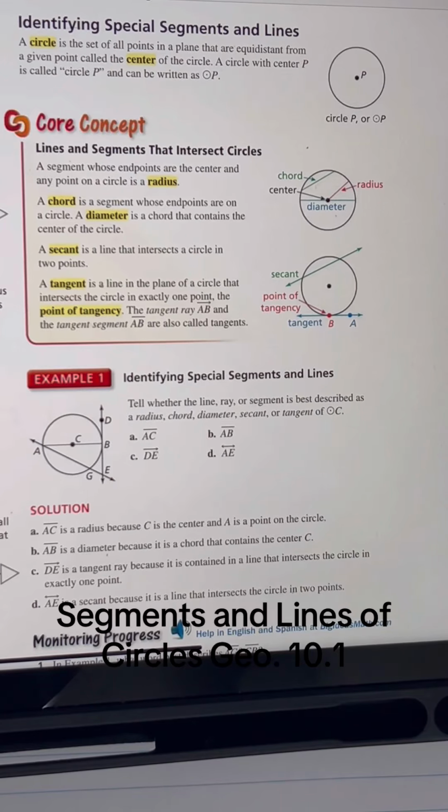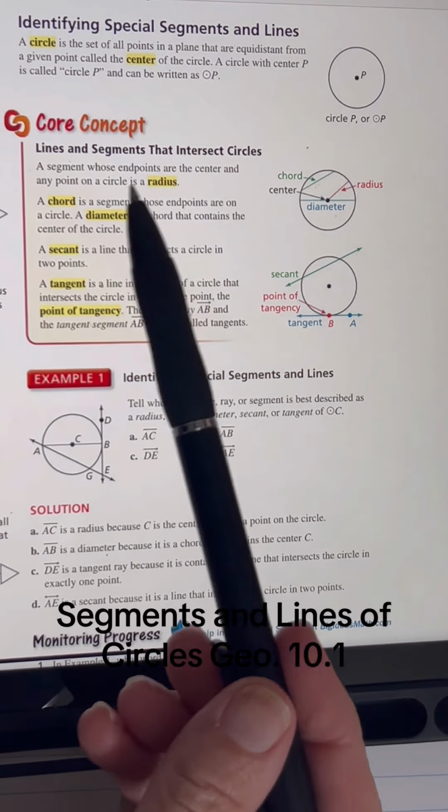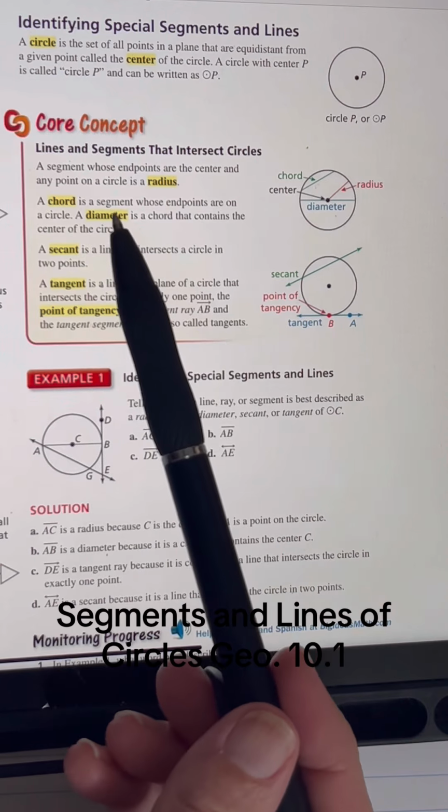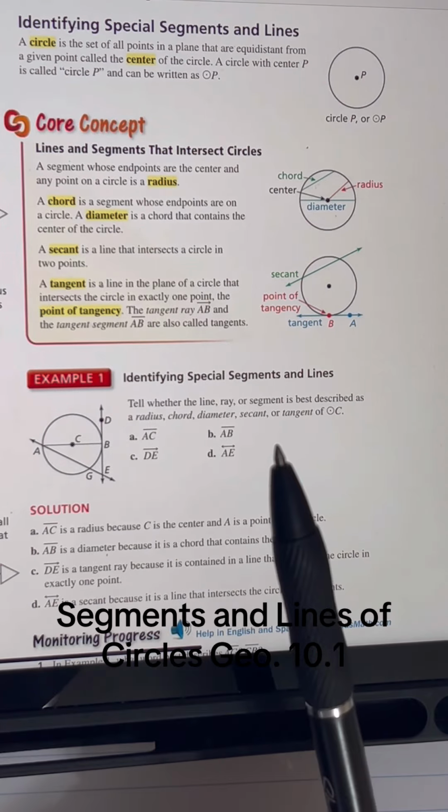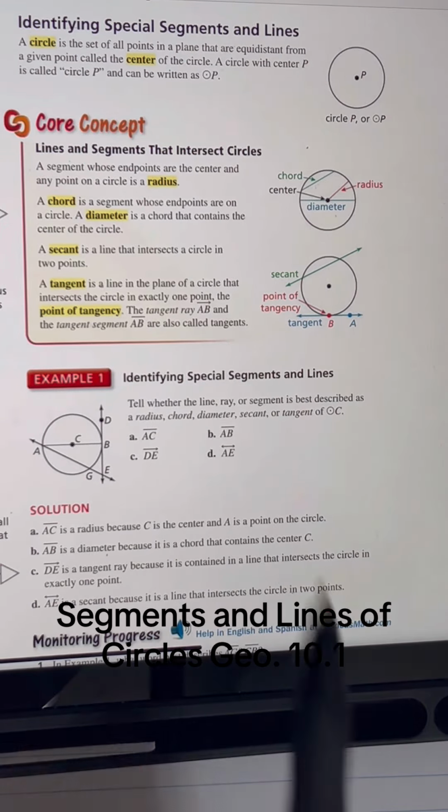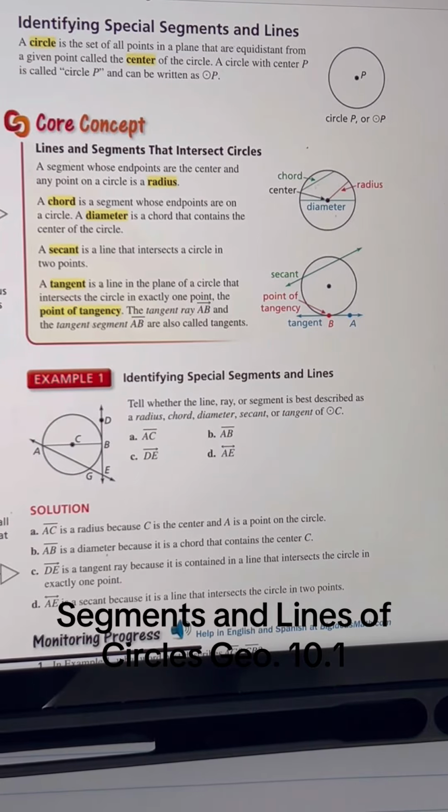Okay, in geometry, chapter 10, we are going to start talking about circles. And you may want to screenshot this little section right here so that you have the definitions of radius, chord, diameter, secant, tangent, and circle and center. Okay?